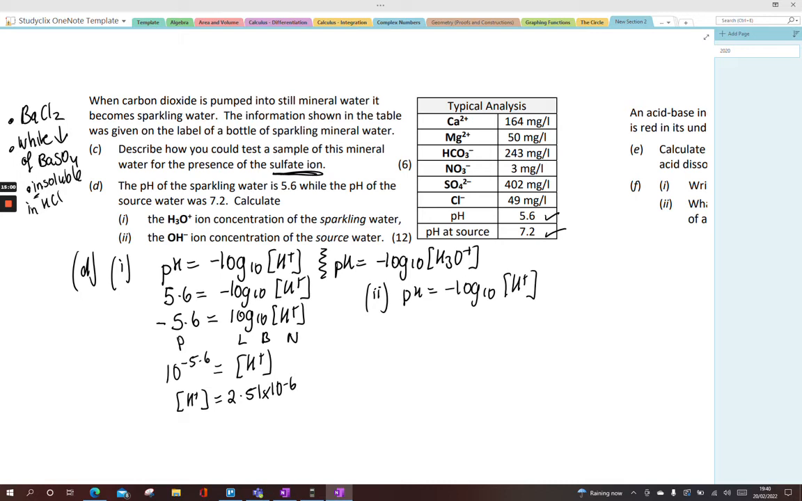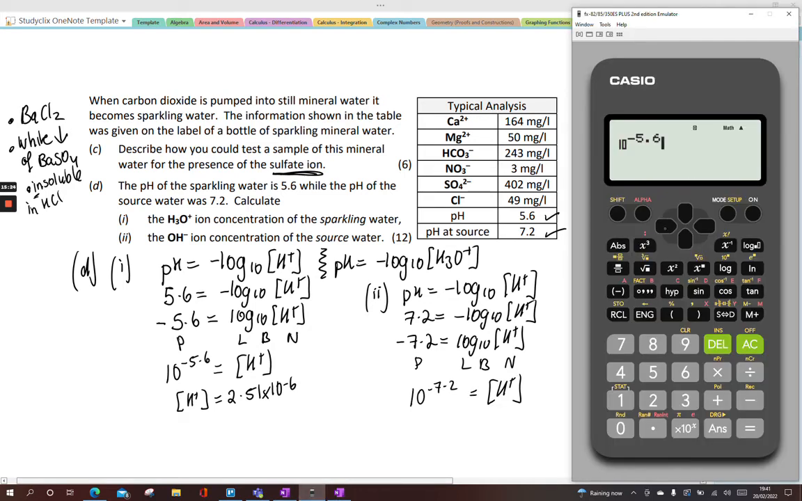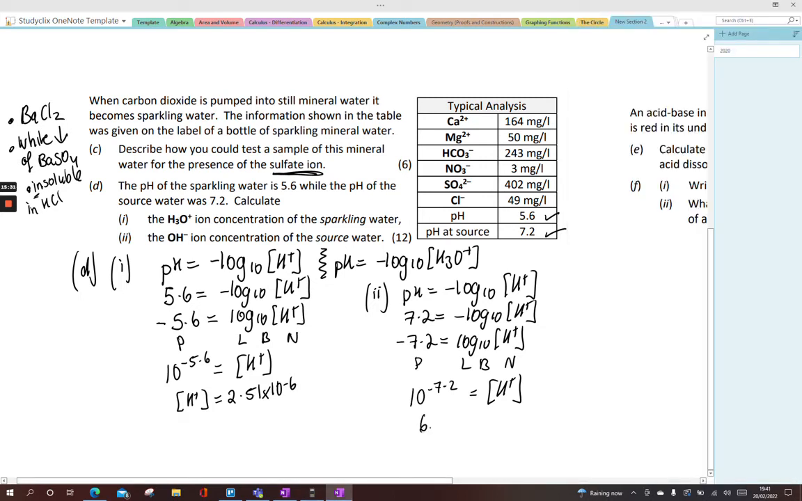So pH is 7.2, minus log to the base 10 of my hydrogen ions. Bring that minus across. And now do my anti-log, or use my rhyme. Leeds beat Newcastle. Powerful. The anti-log's probably easier. So, 6.3 by 10 to the minus 8.